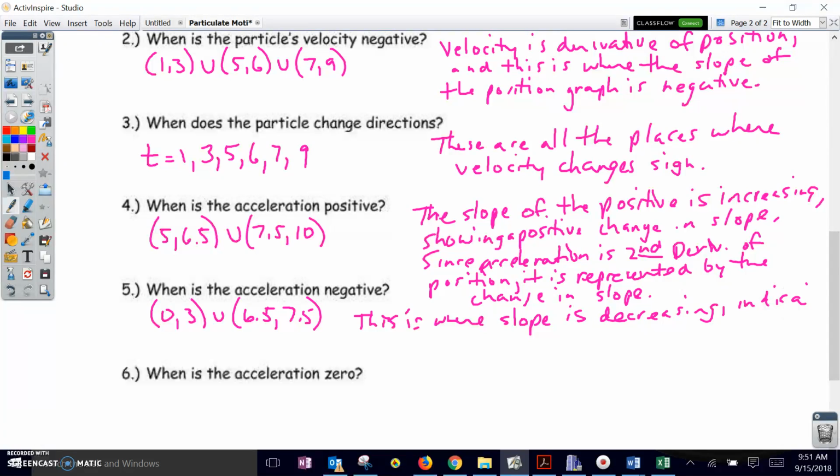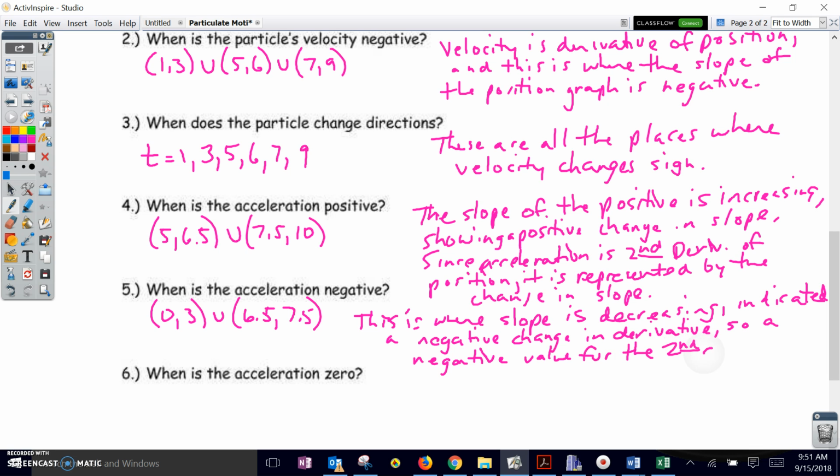Indicating a negative change in the derivative. So a negative value for our second derivative. Slightly different way of explaining it that time. Both of these would be pretty good explanations of what's going on here.